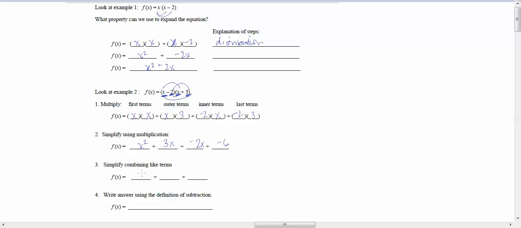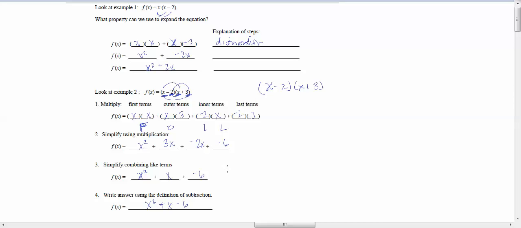If I combine the like terms, that would be x squared, 1x, minus 6. So my answer is x squared plus x minus 6. This is a special thing that we do, and we call it FOIL. When you're multiplying two binomials together, see this x minus 2 and this x plus 3? We use this thing called a FOIL.